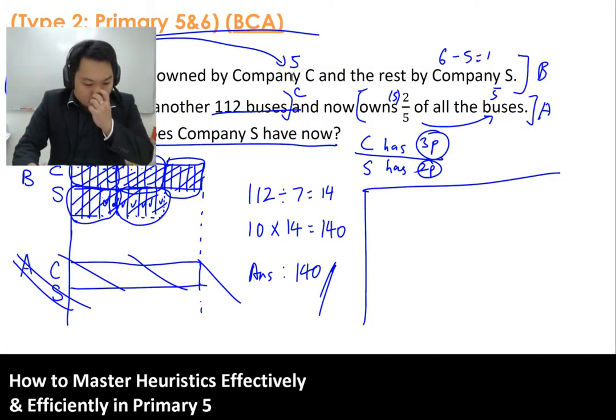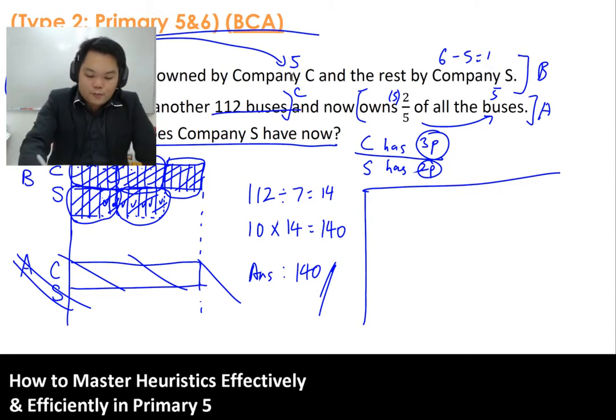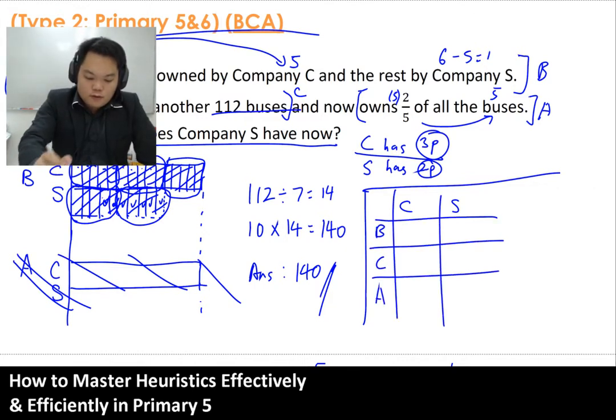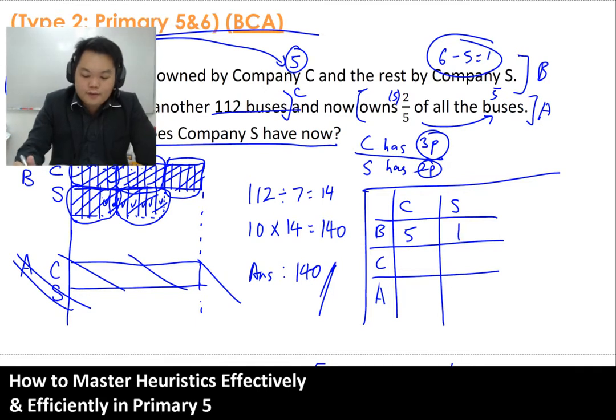Okay, 5/6 of the buses were owned by Company C and the rest by S. That was before anything happened. Company C, Company S, before, change, and after. Now, what we are doing is we want to quantify the number of buses that each of them had at every stage. So Company S buys another 112 buses, and now they own 2/5 of all the buses. So this is 2 out of a total of 5, which means that Company C has 3.